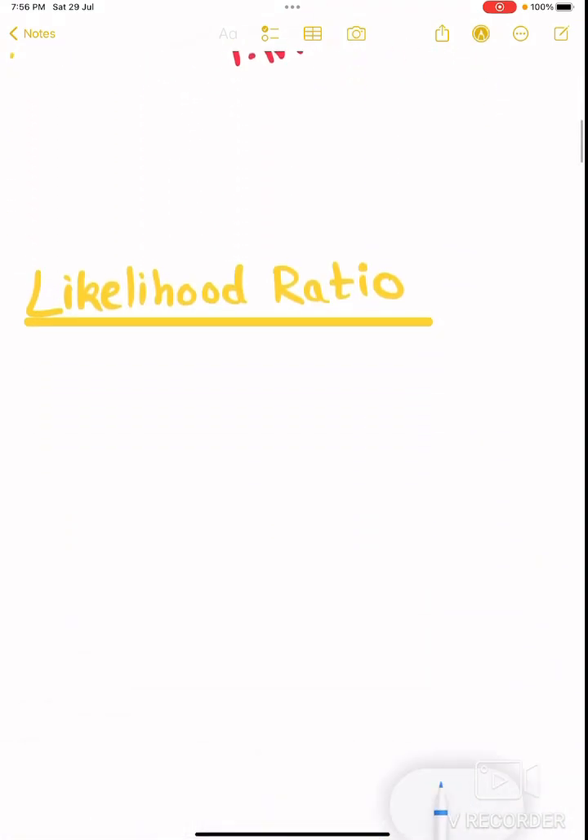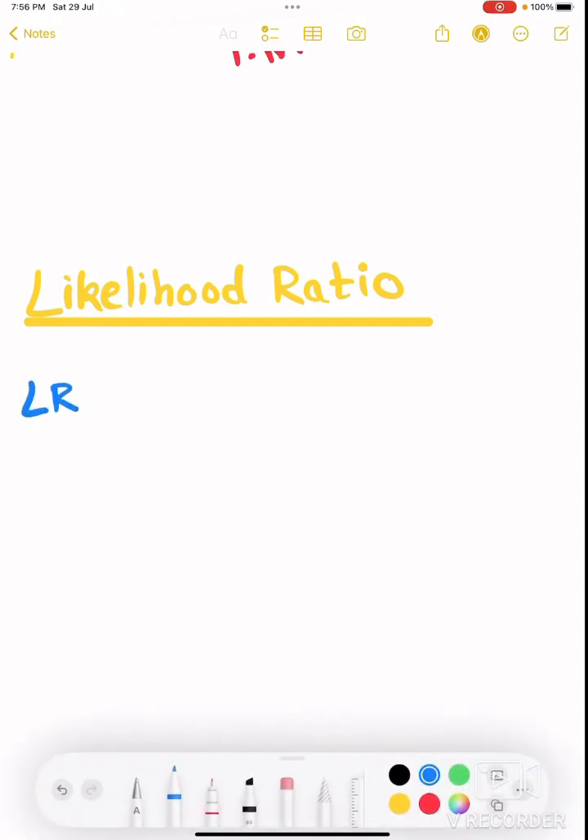Now coming to the likelihood ratio. This formula is less likely to be asked, but I am still discussing it here. There are LR positive and LR negative, likelihood ratio positive and likelihood ratio negative. What does likelihood ratio mean? LR positive means how much more likely a positive result is in a patient with the disorder than a positive result in a patient without the disorder.